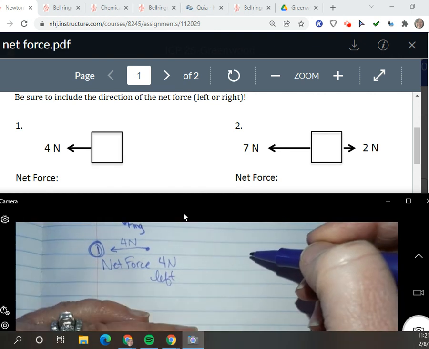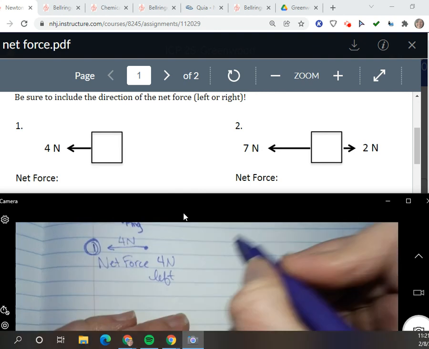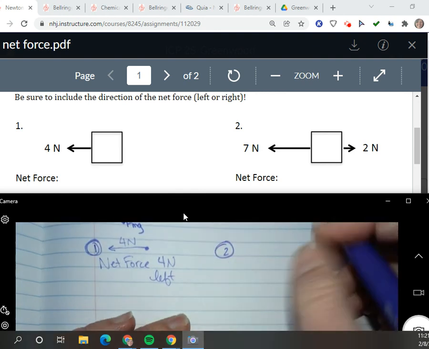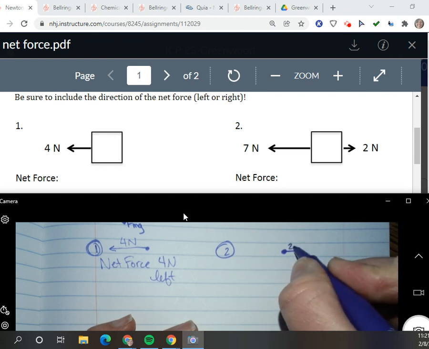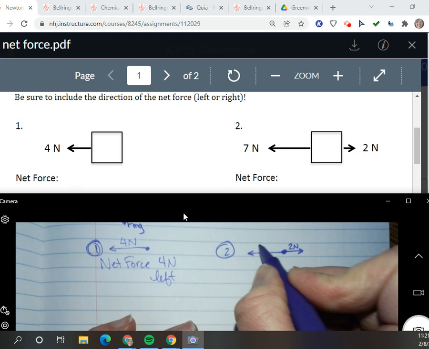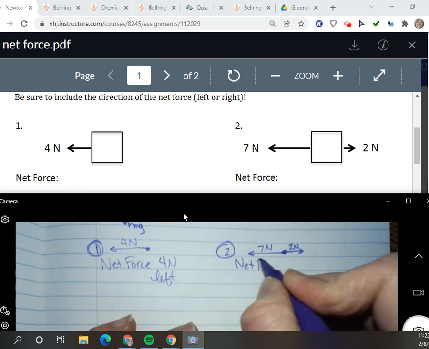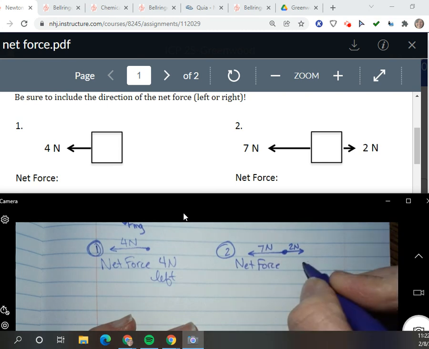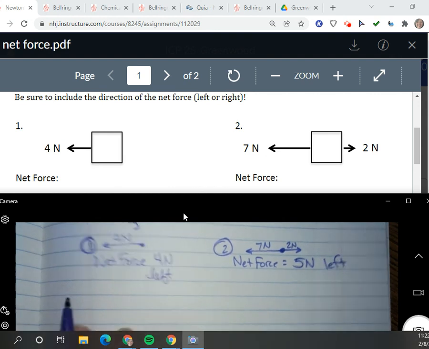All right, let's just do a couple of them. In number 2, this time we have an object with 2 newtons and 7 newtons. So somebody already said 5, so this must be pretty easy for you guys. What direction? 5 newtons to the left is the correct answer. I need to stop saying right.